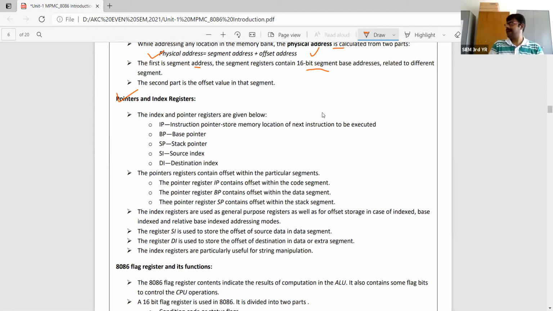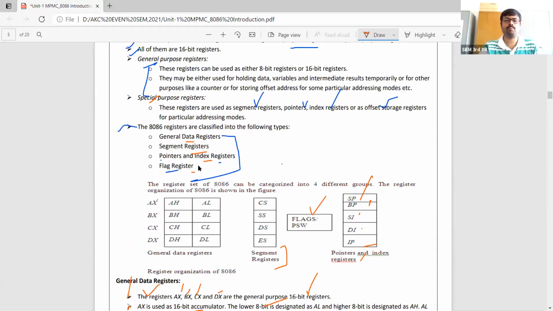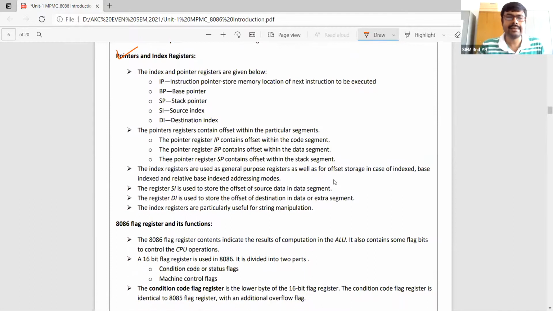Next, the pointers and the index registers, because according to our chart, we are getting the next point, that is called the pointers and the index register. So what are the pointers and the index registers? That we will see now. The index and the pointer registers are given below. We have seen that they are IP, BP, SP, SI, DI. We will now see the full forms, and briefly what are the different tasks performed by this different slotted organizational structure.